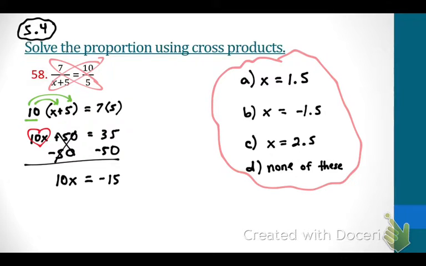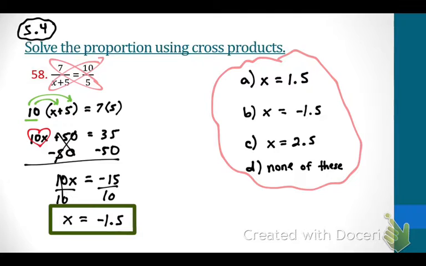Zachary, how do I get that x by itself? Divide by 10 on both sides. How many of you see where you made a mistake? That's okay. If you made a mistake, erase it and fix it. Class, what is the answer? Negative 1.5. Guys, is my answer A, B, C, or D?